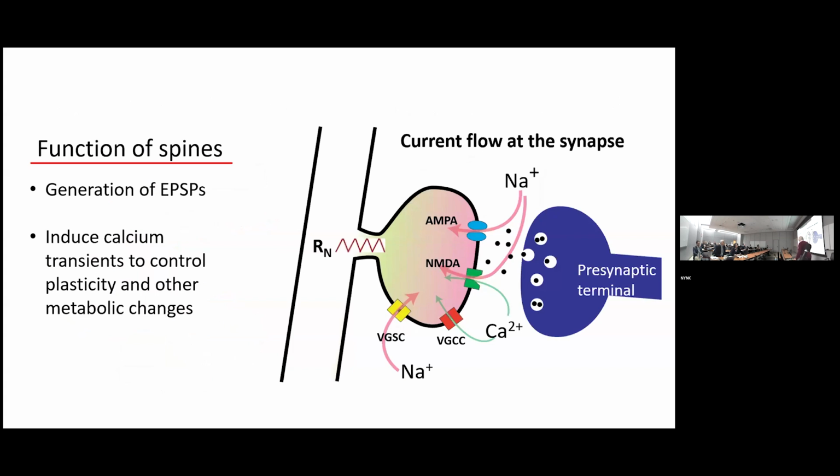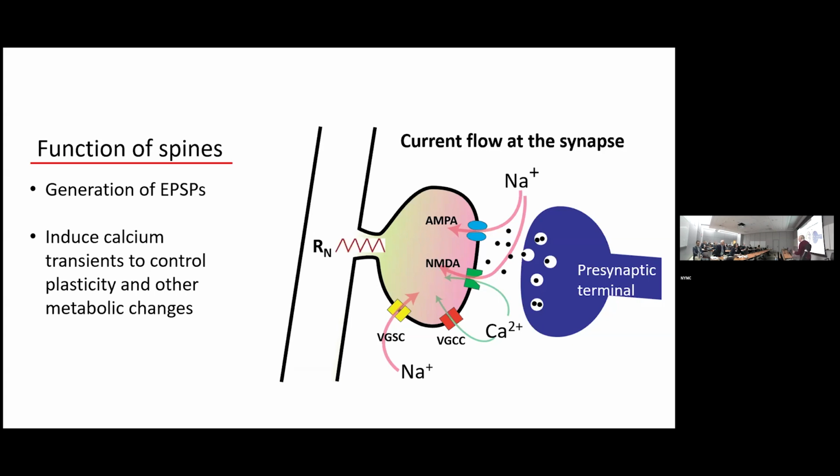What are we interested in understanding about synaptic integration? One is when a synapse is made and the presynaptic cell releases glutamate onto the postsynaptic target cell, it's going to generate an EPSP. We'd like to know in detail how that EPSP is generated and then how it spreads to the cell body of the cell.